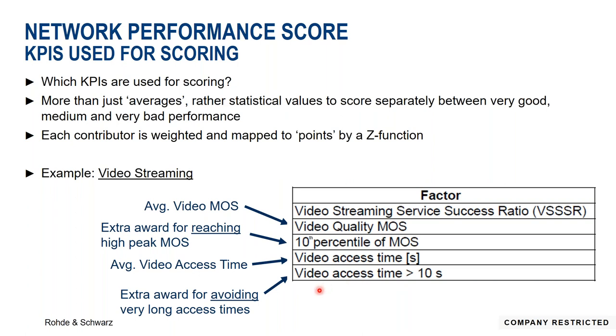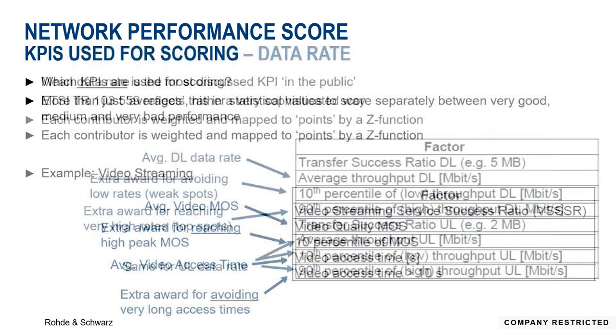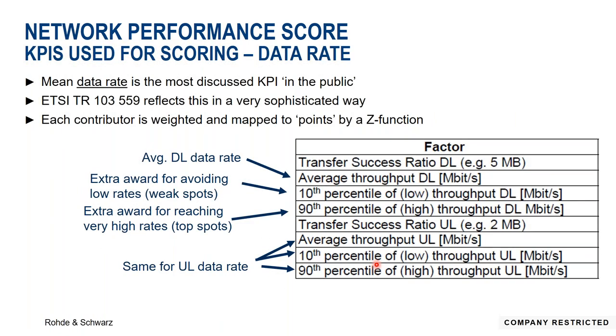So if the video access time is less than 10 seconds, meaning maybe it loads in 1 second or 2 seconds, then it will be given a much better score for that particular KPI over here. So this is just an example again for different things. So that was for video streaming. So you have also, of course, for data rate, and then you can see the different success ratio here, throughput, and all the different percentiles of throughput and so on.